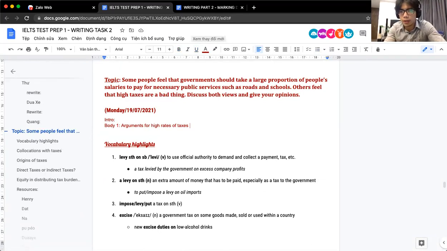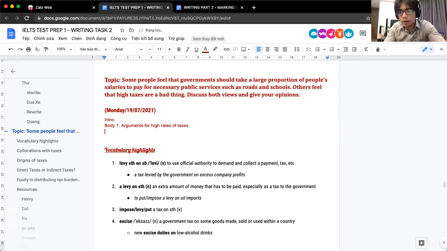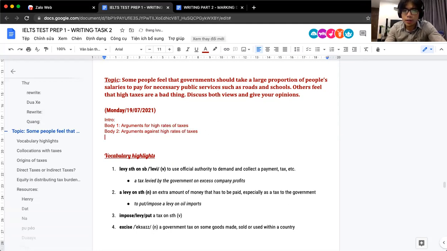So in body one, in the first body paragraph, we only focus on that thing. Okay, we only focus on that. We don't talk about anything irrelevant here. And for body two, we only focus on argument against high grades of taxes. Okay, sorry, typo. So this is the central topic we're talking about. I think this, you guys have been doing very well. For conclusion, okay, this is where you talk about your opinions here, and you make a conclusion.